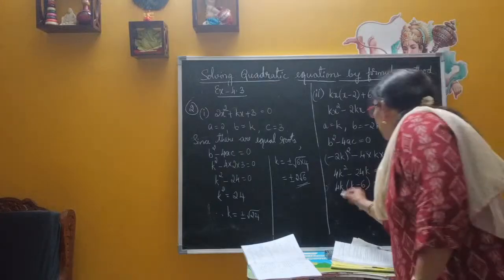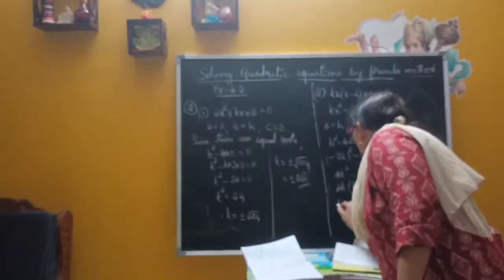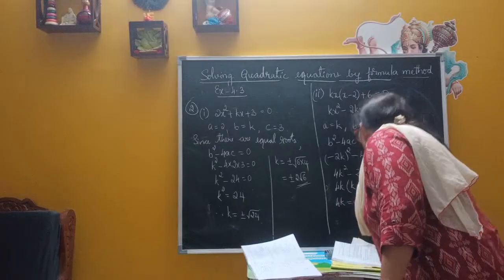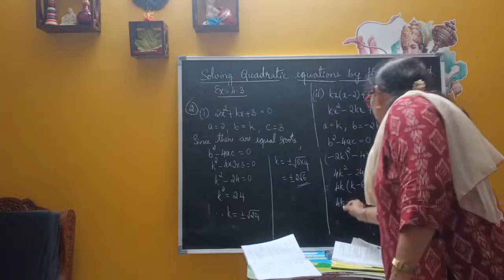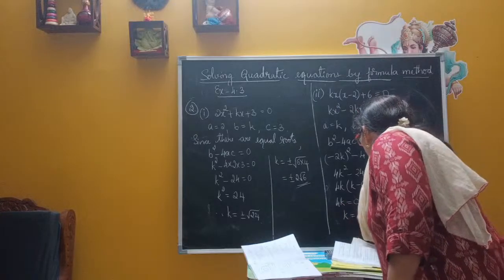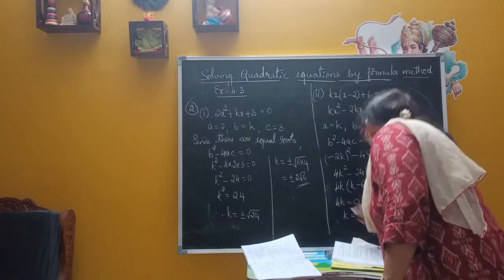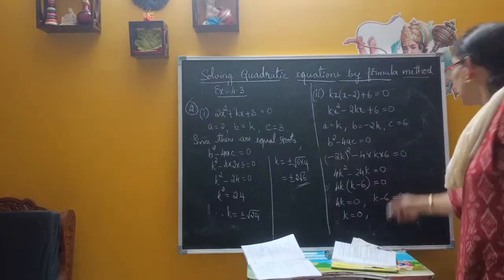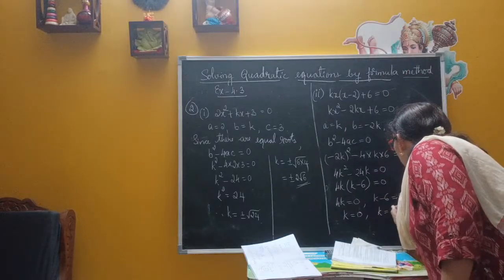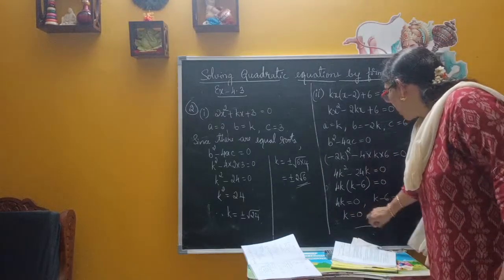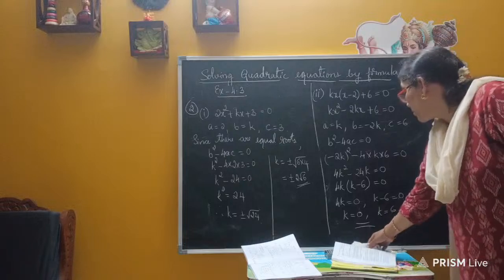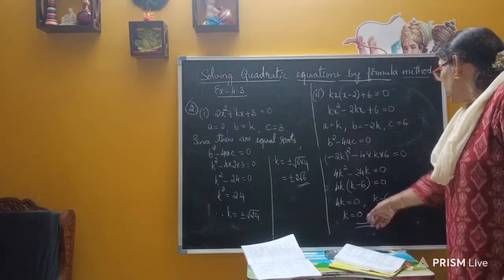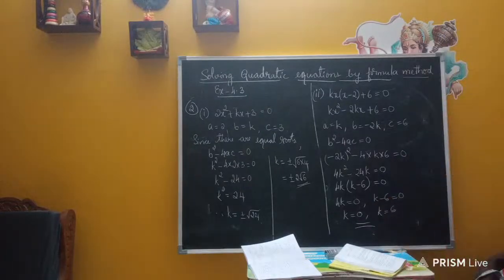What does it mean? Using the zero product rule, 4k is equal to 0 and k minus 6 is also equal to 0. So here 4k is equal to 0 means what? k is equal to 0, one value, and here k minus 6 is equal to 0, the second value is k is equal to 6. So the roots of this quadratic equation are 0 and 6. Okay.